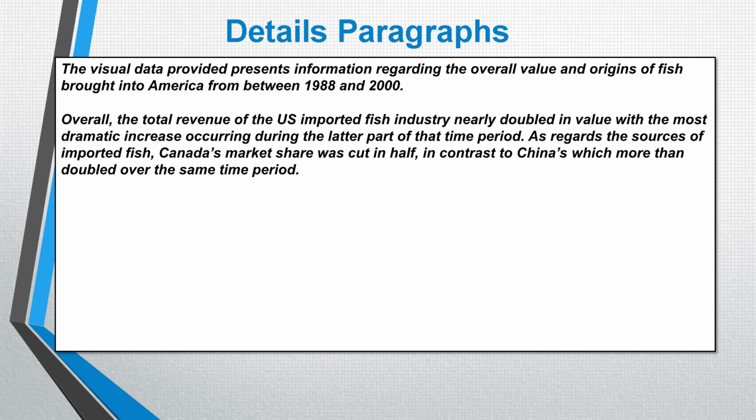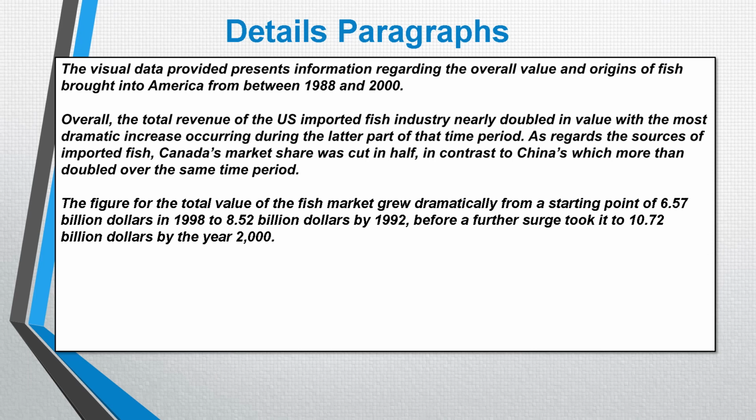Next, we need to add the details paragraphs, and we're going to organize this logically so that one paragraph is going to be about the table and the other paragraph will be about the pie charts. So, the first detailed paragraph reads, the figure for the total value of the fish market grew dramatically from a starting point of $6.57 billion in 1988 to $8.52 billion by 1992, before a further surge took it to $10.72 billion by the year 2000.